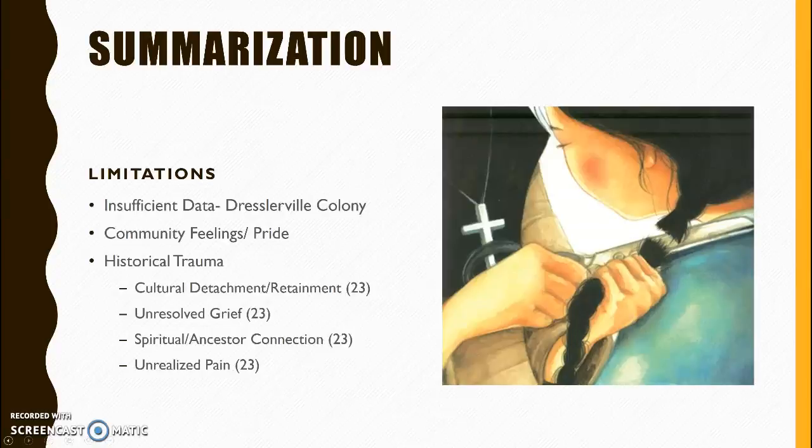Spiritual ancestor connection. Again, they may not be trusting of outsiders. They're connecting with their ancestors who were betrayed by these outsiders, and they may not be wanting to open up to me due to the historical trauma based off of that. And then unrealized pain. They could be suffering historical trauma, depression from historical trauma, and not realize it, not be able to pinpoint it or specifically portray their feelings correctly because they don't know where it's coming from.